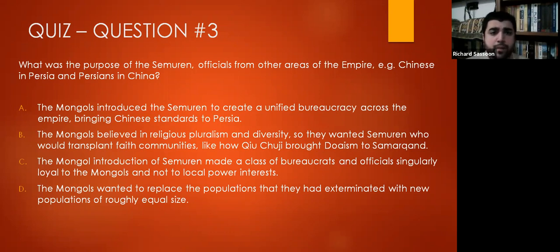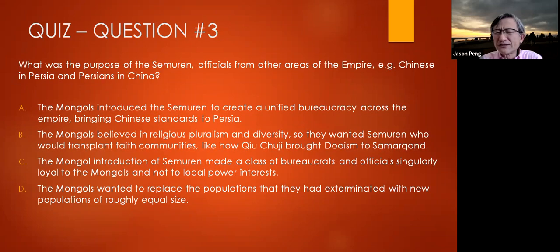And there was not a unified bureaucracy across the Mongolic world. Bureaucracy was very different in different places, and generally speaking, the new individuals fit into the system that had previously existed, that the Mongols sort of jerry-rigged together.